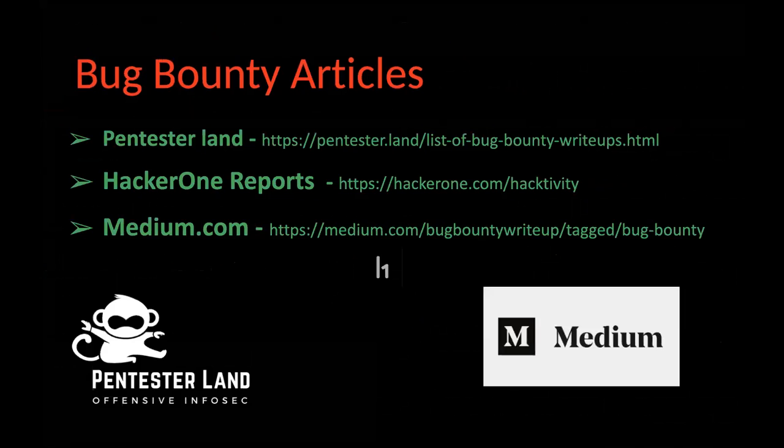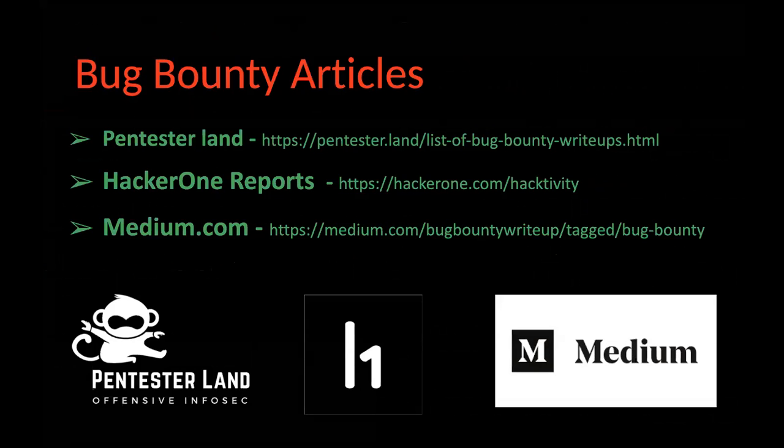Then I already told you that we have to read bug bounty articles, right? Where can we find bug bounty articles? We can choose Pentesters Land. It's an amazing site, and they have a large collection of bug bounty write-ups. If there are any publicly available write-ups, they will link to them. If you go there, you can see all the write-ups, categorized year-wise so that we can see the latest ones first.